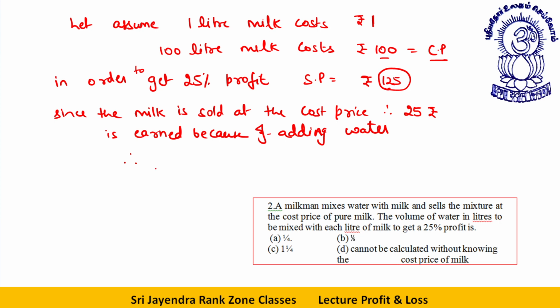Therefore, water upon milk is how much? 25 by 100, or in ratio terms 1 by 4, that is option number 1. You can have a look if you want to. Should I move to the next one?